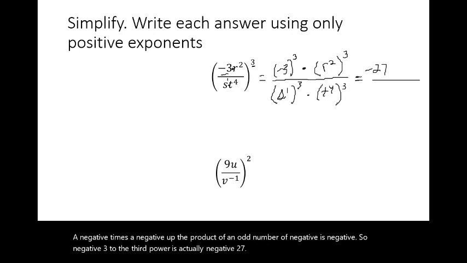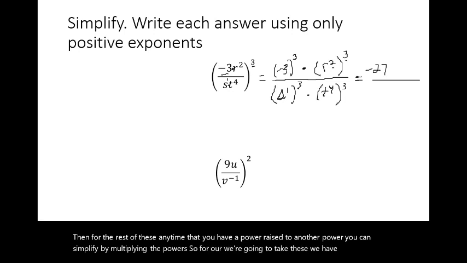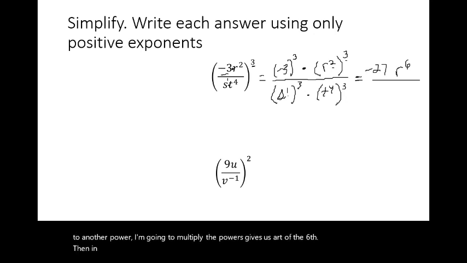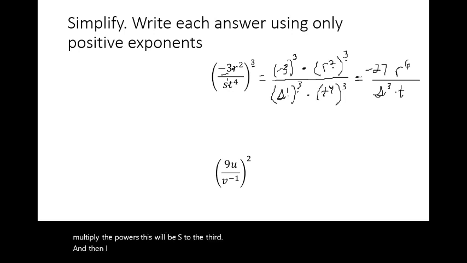Then, for the rest of these, anytime that you have a power raised to another power, you can simplify by multiplying the powers. So for r, we have a power raised to another power. I'm going to multiply the powers, gives us r to the 6th. Then in the denominator, for s, I have a power raised to another power, so I'm going to multiply the powers. This will be s to the 3rd. And then I have this t, so 4 times 3 will give us t to the 12th.